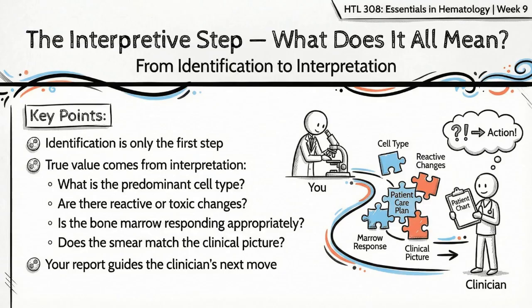Interpretation requires knowledge, which is why we spent the first half of this lecture on normal morphology. It requires pattern recognition, which is why we went through the bacterial and viral response patterns. And it requires clinical correlation, which is why you should always look at the clinical notes when you're reviewing a smear. You are not just a cell counter. You are a diagnostic professional.